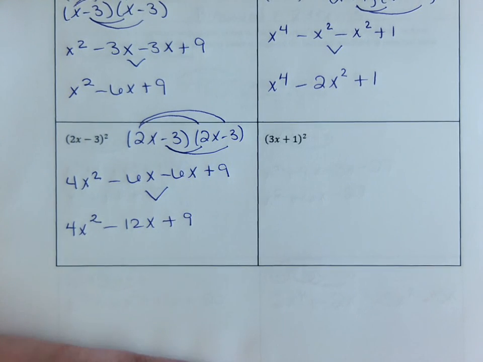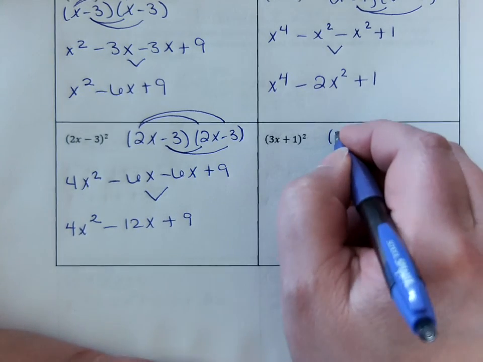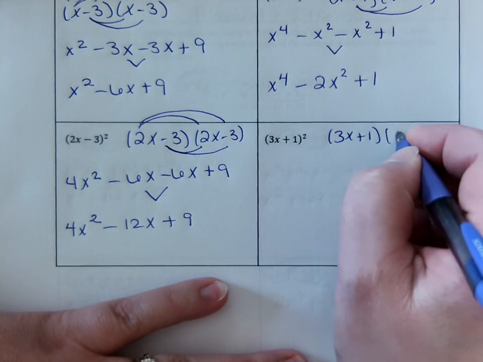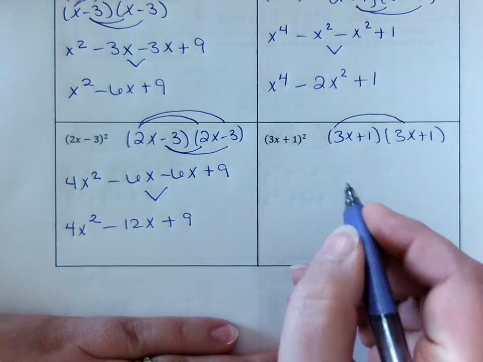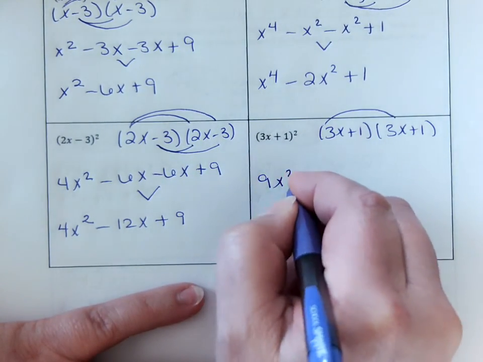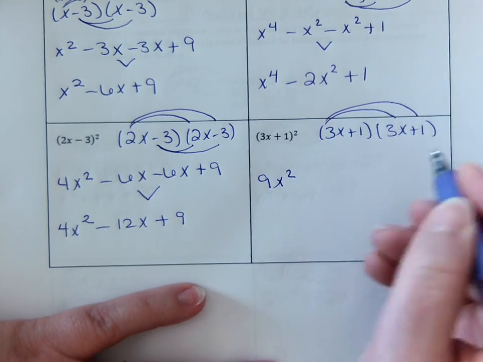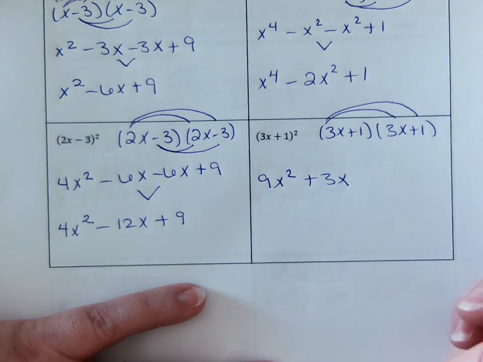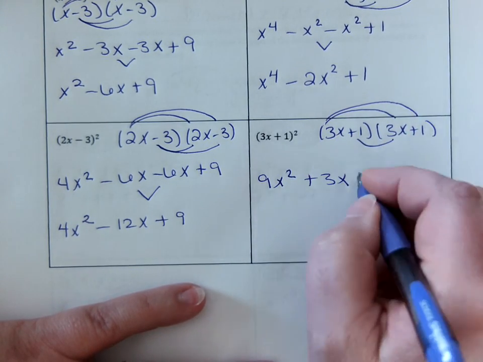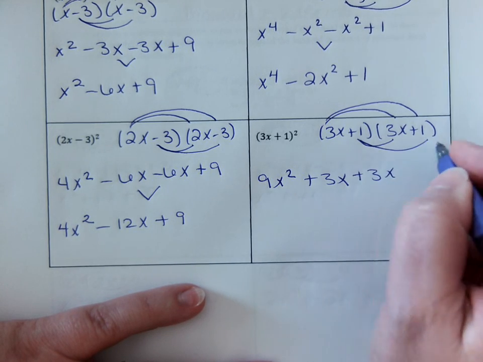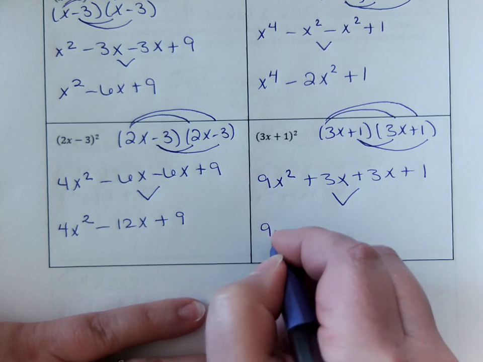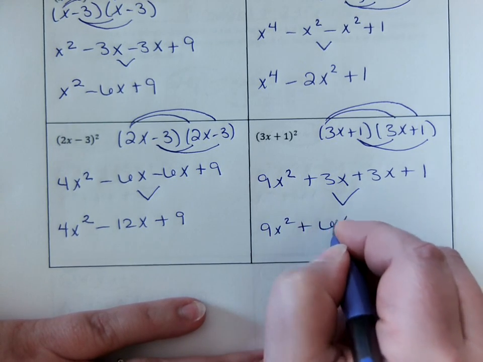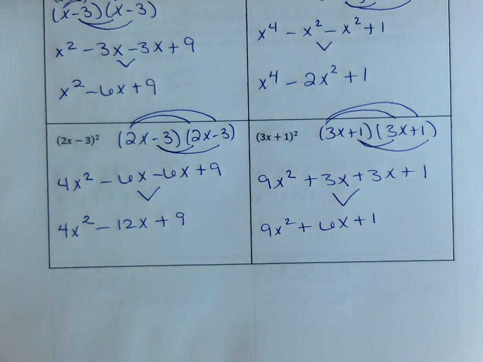And our last example, we have 3x plus 1 squared. Write it twice so you can double distribute. So 3x times 3x is 9x squared. 3x times 1 is 3x. 1 times 3x is 3x, and 1 times 1 is 1. Combine your like terms, 9x squared plus 6x plus 1, and you are done.